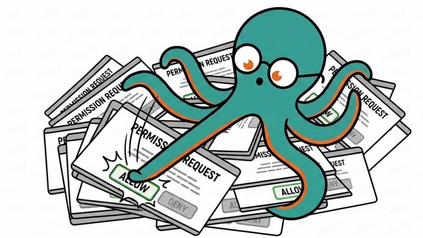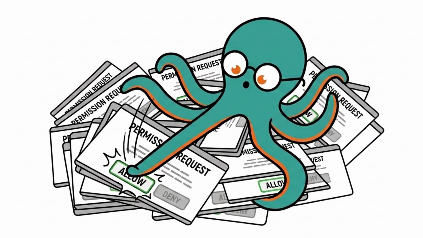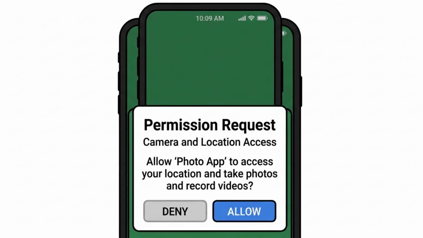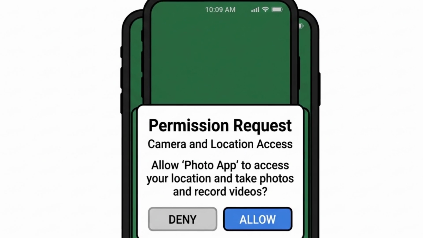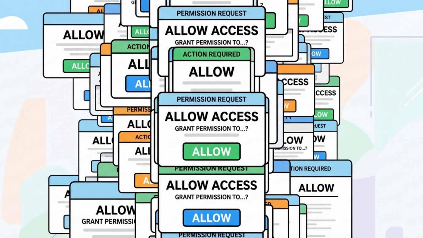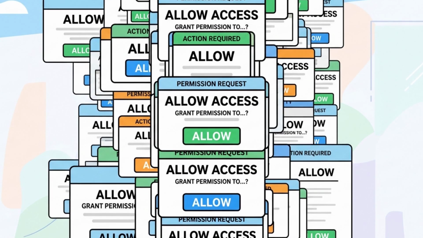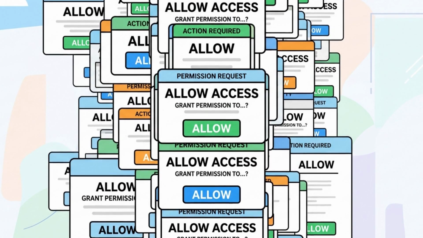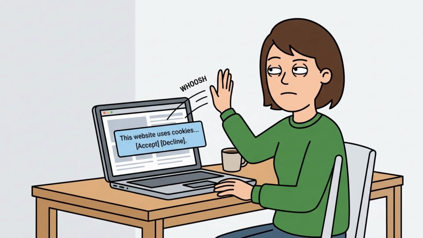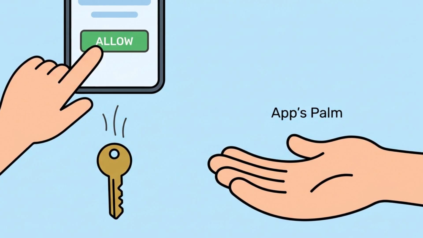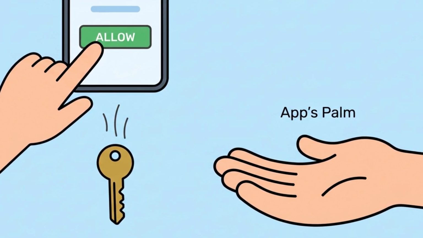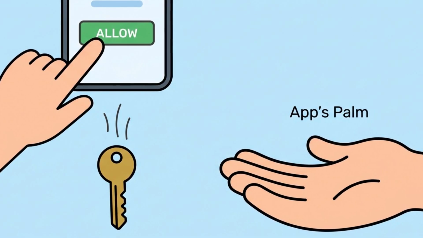You do it a dozen times a week without reading a single word. An app opens, a little box slides up, and you tap allow. Allow location, allow camera, allow contacts. It feels like a formality. Like clicking away a cookie banner, it isn't. Each one of those taps hands over a key, and the app keeps that key long after you've forgotten you gave it.